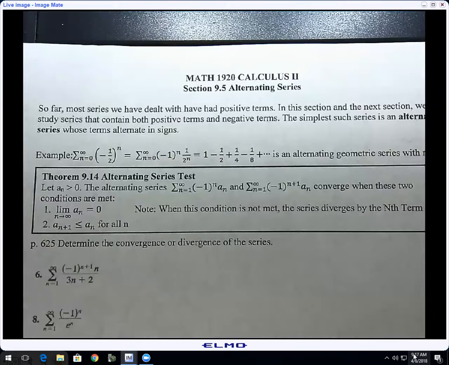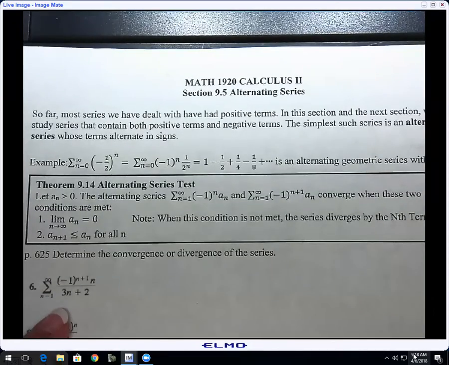All right, so two things. If the limit of the nth term of the series a sub n, not these two, but just the a sub n, is 0 and the series is decreasing for all values of n except for possibly the first few, then our alternating series converges.